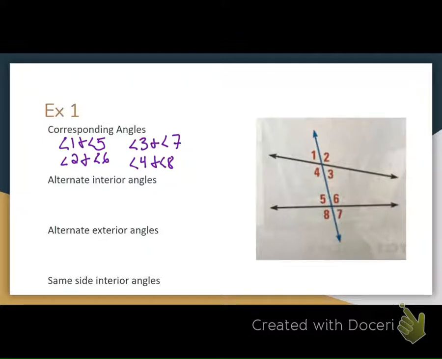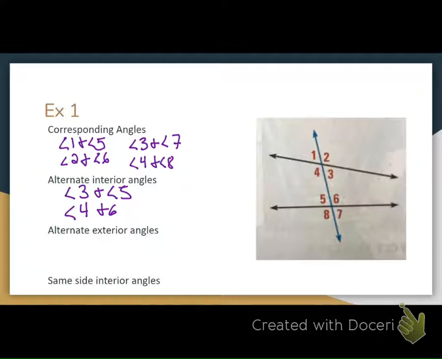Alternate interior angles. We're back over here. So alternate interior: inside for interior, alternate sides. Which ones are you going to talk about? 3 and 5. Yep, 3 and 5. 4 and 6. 4 and 6. So again, inside, interior, in between the two lines, alternate opposite sides.